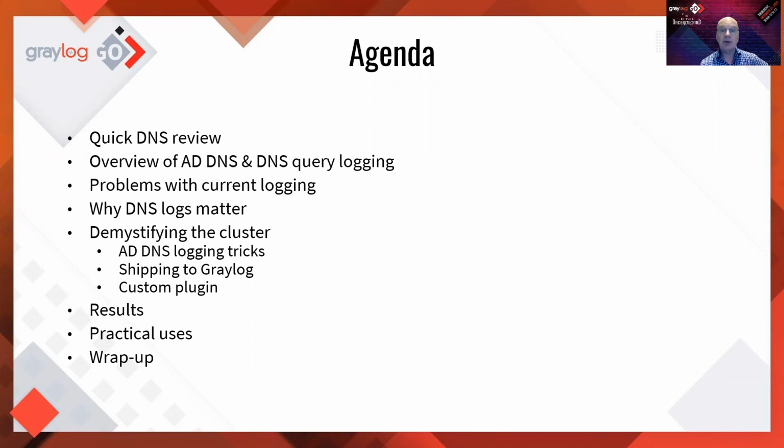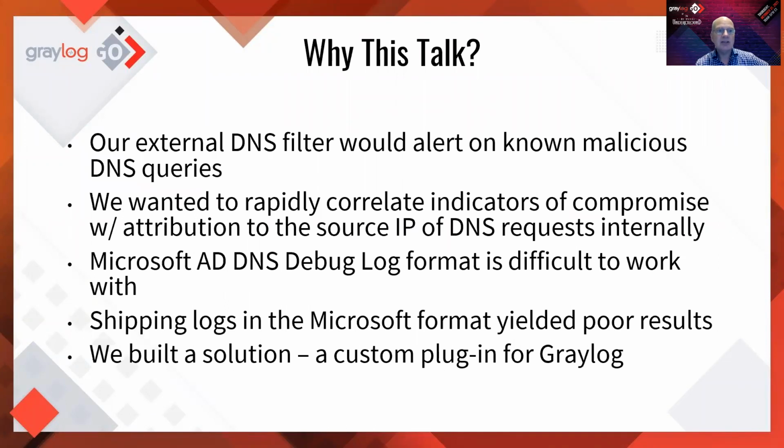Today's talk is going to go pretty quickly because we only have 25 minutes, but in any case, you'll get my contact information. You'll be able to hit me up later on. So why this talk? Our external DNS filter would alert us when we saw malicious domain queries originating from our network. We wanted to rapidly correlate those indicators of compromise with attribution to the source IP of the DNS requests that were happening internally. Our Microsoft AD DNS debug log format is difficult to work with.